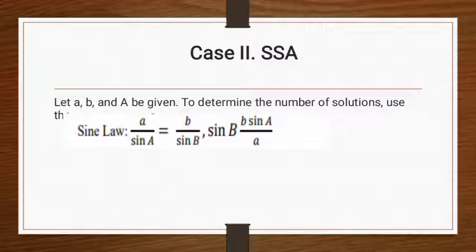Case 2: side-side-angle. Let a, b, and angle A be given. To determine the number of solutions, use the sine law: a over sine A equals b over sine B, or sine B equals b sine A over a.